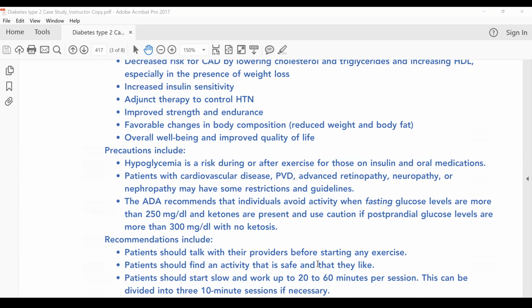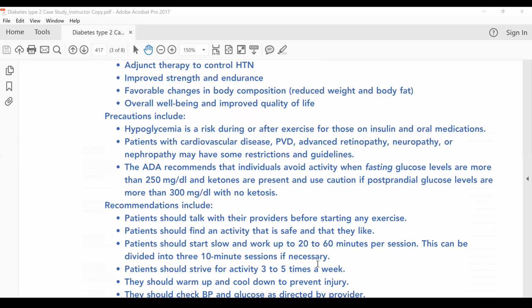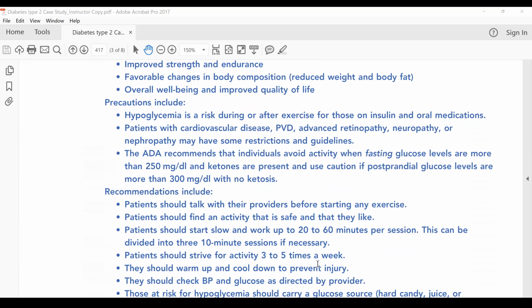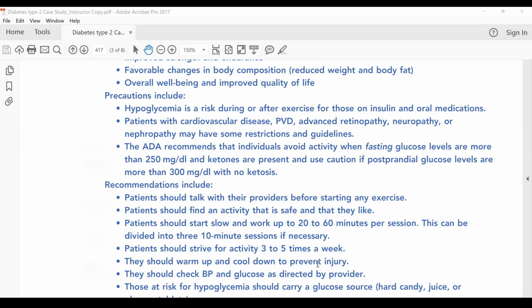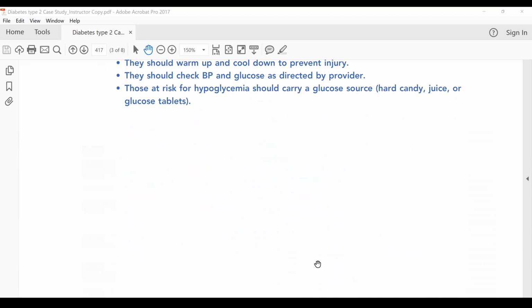Try to do something 3 to 5 times a week. Warm up and cool down periods. So before you just get in there full throttle, you need to stretch your muscles and all of that. Make sure they're nice and limber. And then you also need to stretch them afterwards so that you don't end up with Charlie horses, right? Check your blood sugar and blood pressure as directed by the physician. Those that are at risk for hypoglycemia need to carry a glucose source, so hard candy, juice, glucose tablets. All right, I think that's going to be it.